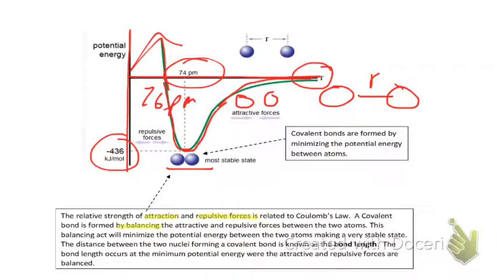Now, this length, the radius between those two atoms that forms that perfect balance of force, is known as the bond length. All right. The bond length is a definition that you need to know and have down in your notes. Essentially, the bond length occurs at the minimal potential energy where the attraction and repulsion forces are balanced. And that is the definition of bond length. Again, the bond length gives us the best possible covalent bond between the two nuclei. It gives us the perfect balancing between the attractive and repulsive forces.